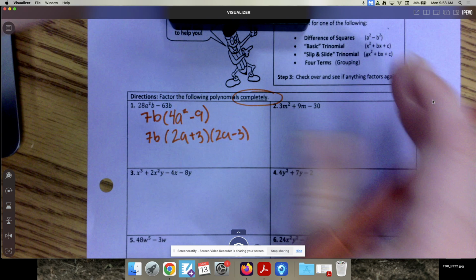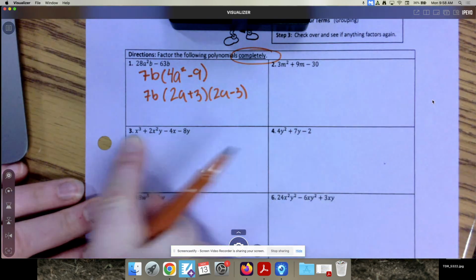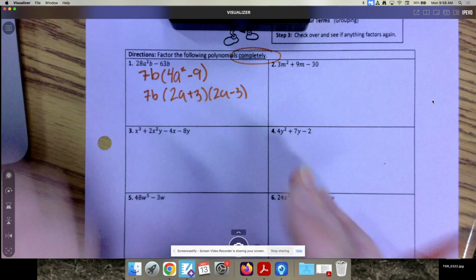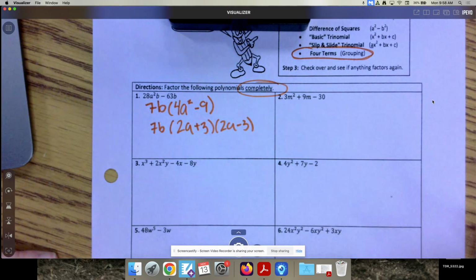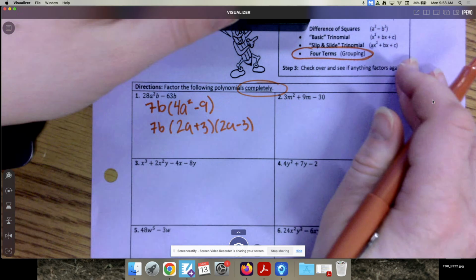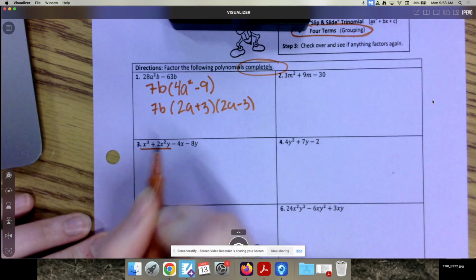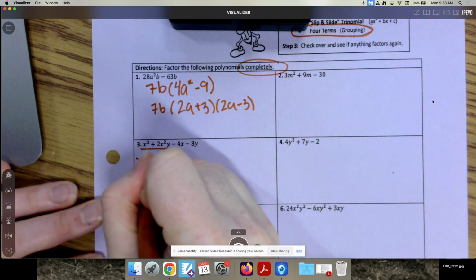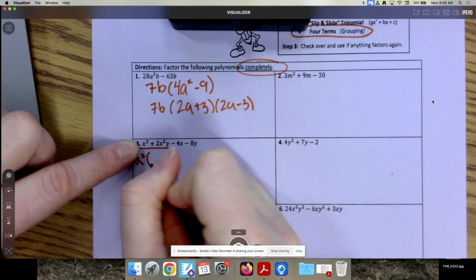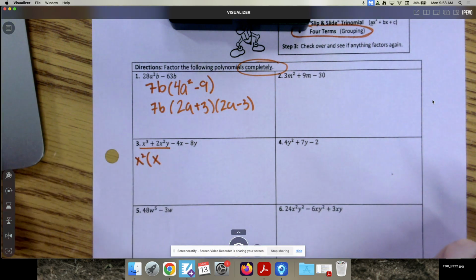The next one, number 3, this one has 4 terms. If you have 4 terms, there's only one option. So up top here, 4 terms is by grouping. That's what we did on Thursday. So grouping means instead of looking at all 4, you just look at the first 2 and see what you can take out. So looking at just the first 2, what can we take out? X squared. We still have an x left over because we had x to the third. We took out x squared.